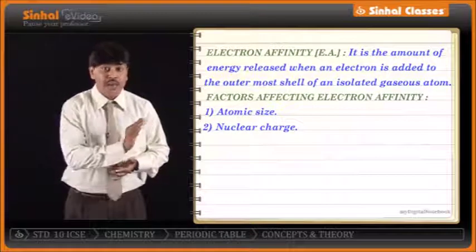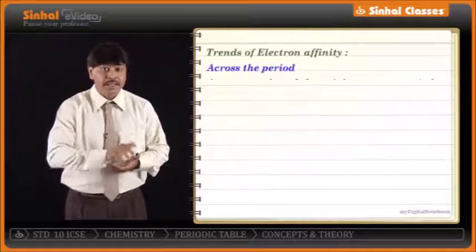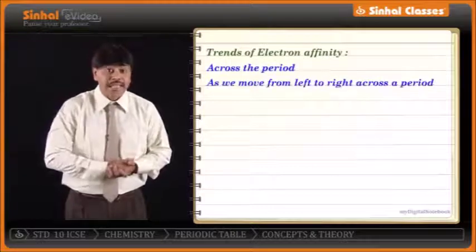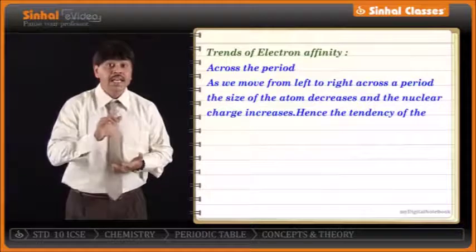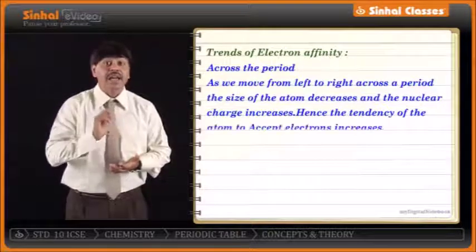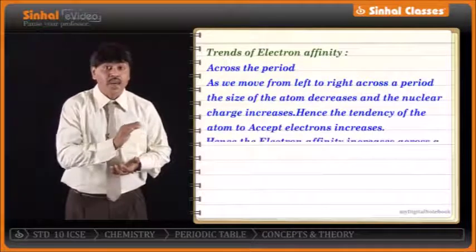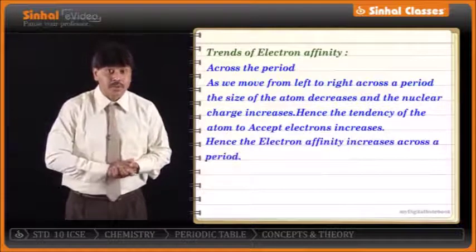We all know as we go across the period, the atomic size goes on decreasing. So the electron affinity will go on increasing. Even the nuclear charge goes on increasing across the period.